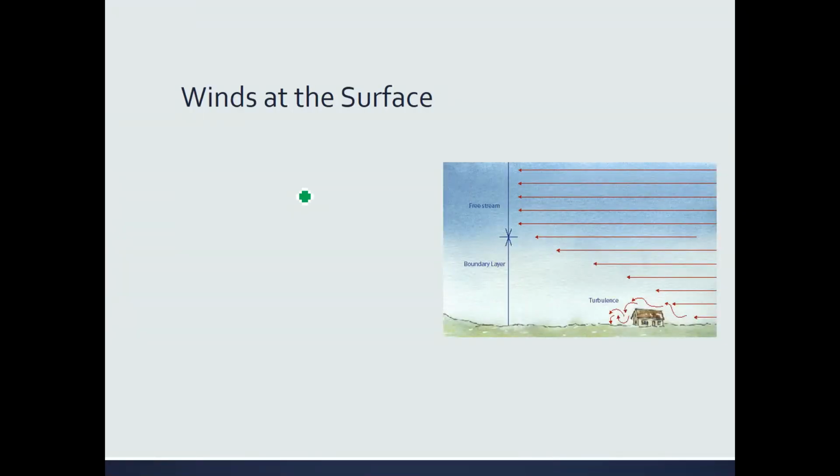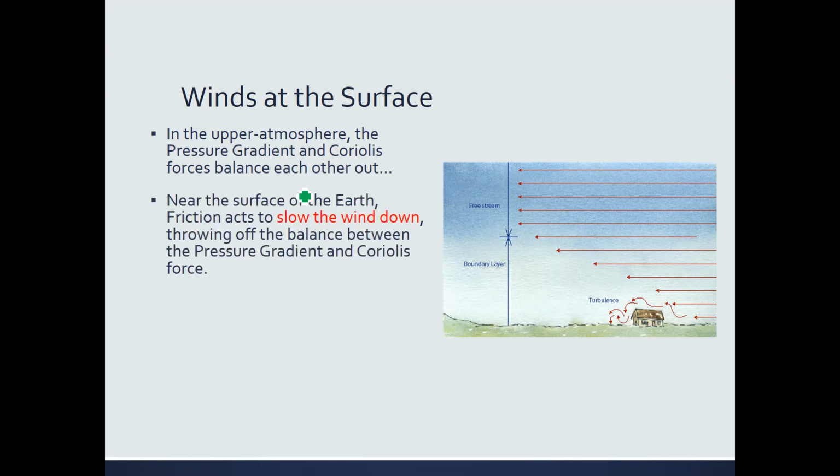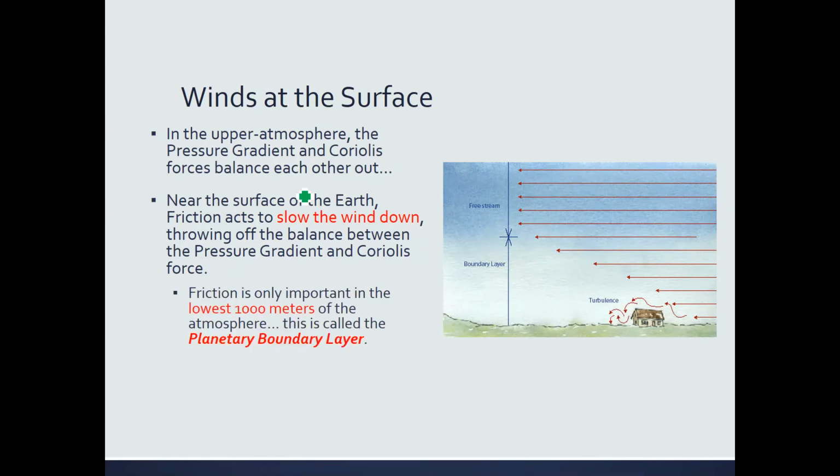Now, in the upper atmosphere, the pressure gradient force and the Coriolis force balance each other out, and all is well. Not so much near the surface of the Earth. Near the surface of the Earth, we have the effects of buildings, trees, vegetation, you and I, and so on. These create what's called friction. Now, friction is only important in the lowest 1,000 meters of the atmosphere. This is what's called the planetary boundary layer.